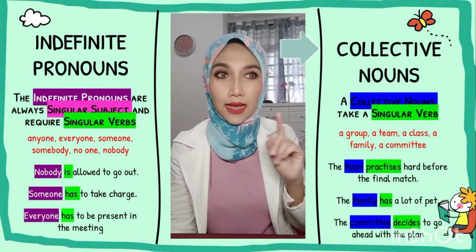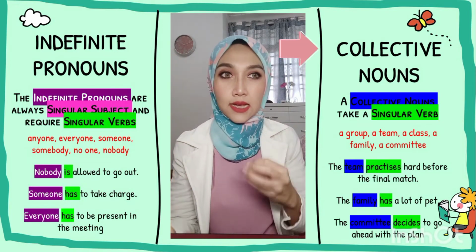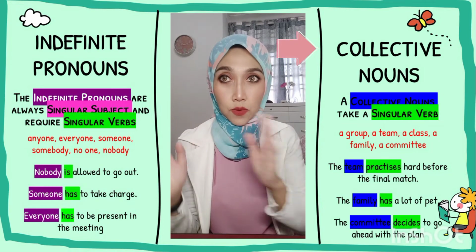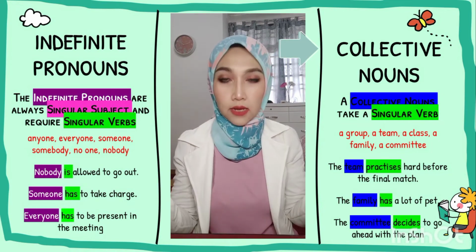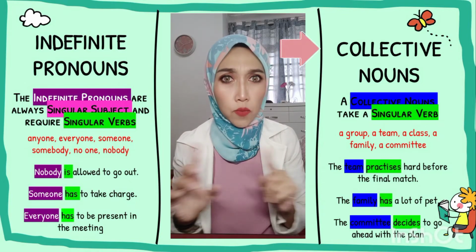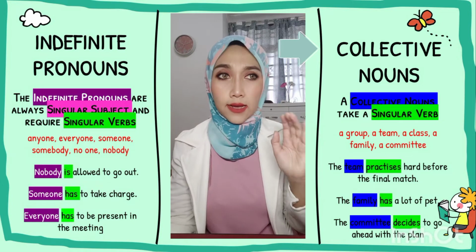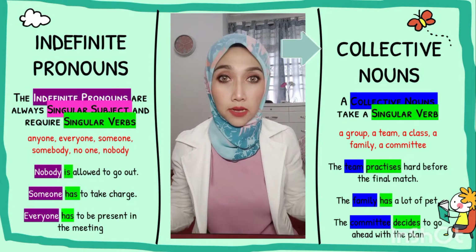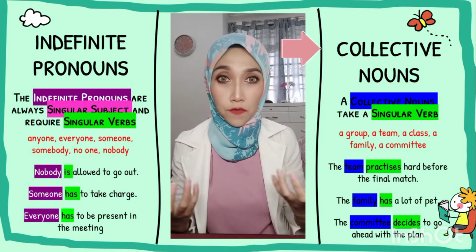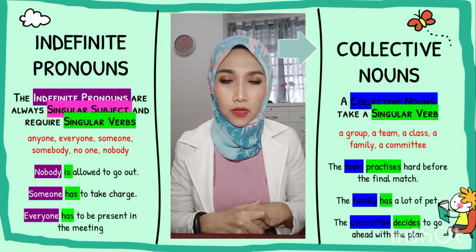Okay, collective nouns. Collective, like terkumpul nouns. They take singular verbs. This means that both indefinite pronouns and collective nouns take singular verbs. No plural verbs at all. You just have to remember that. Collective nouns memang nampak macam banyak. This one, ini yang selalu awak confuse, sebab nampak macam ramai lah. Teacher ni ramai lah. Tapi kenapa nak kena guna singular?